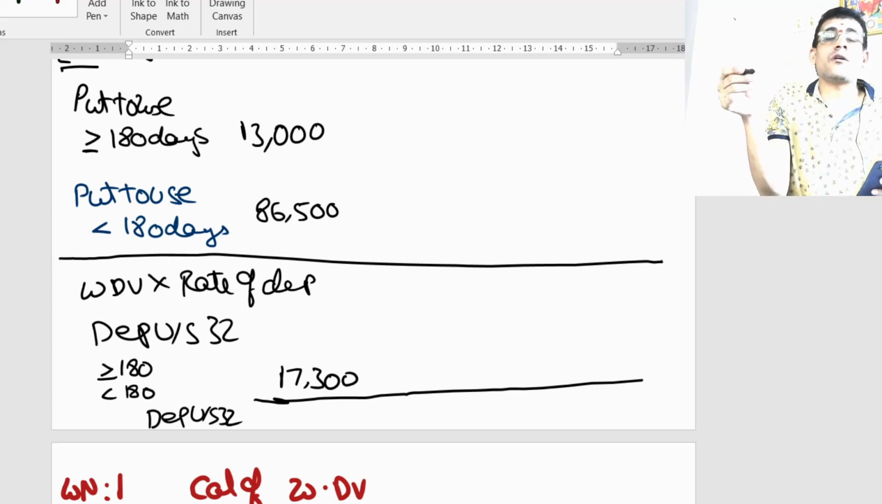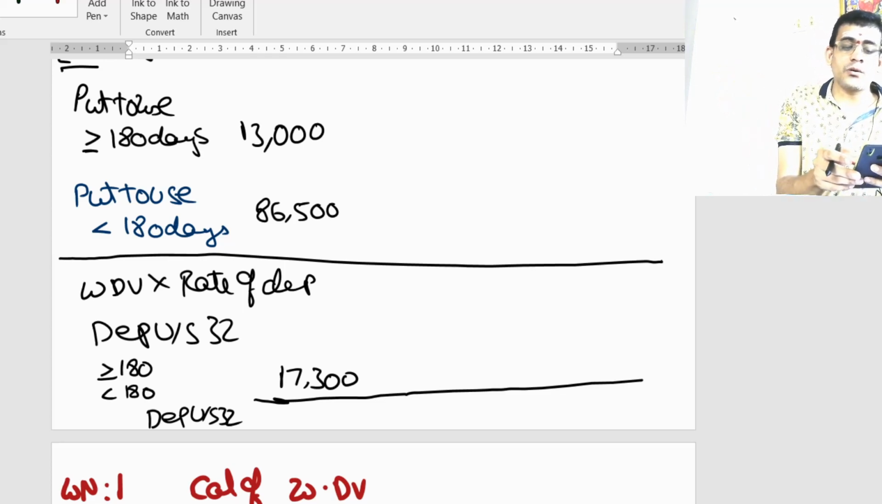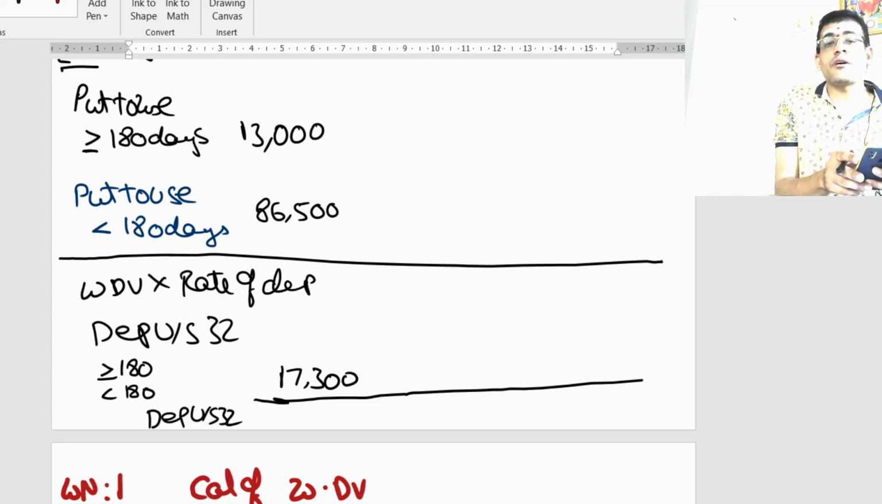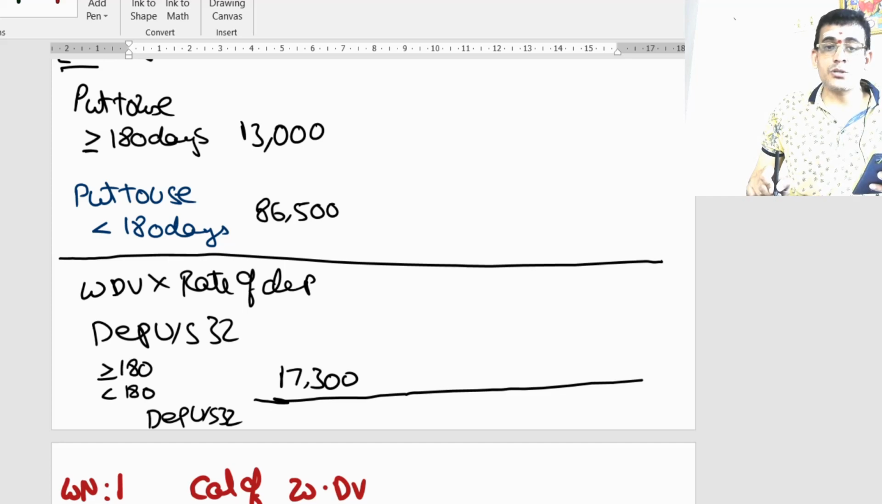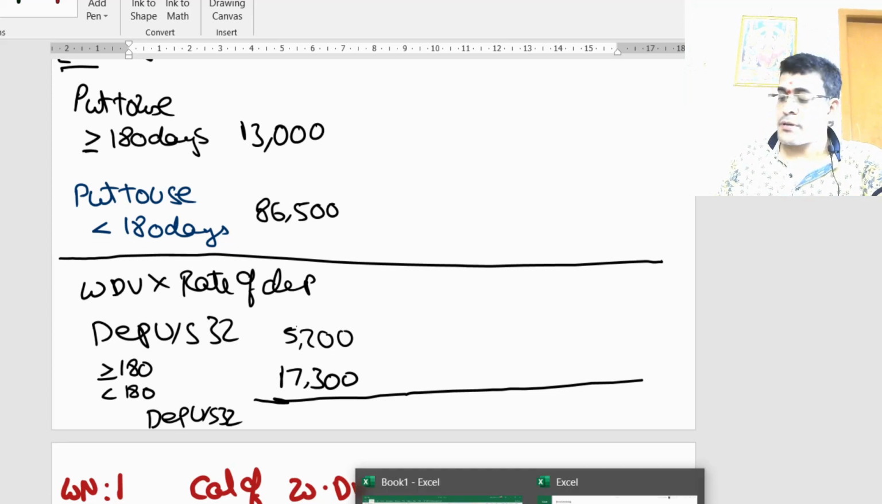Now the WDV of the assets put to use for a period of greater than 180 days is coming to 13,000. On this, as you are using it for more than 180 days, I can take the full rate of depreciation. So 13,000 into 40% is going to give me 5,200. So the depreciation here will be 5,200 plus 17,300. The total will be around 22,500.